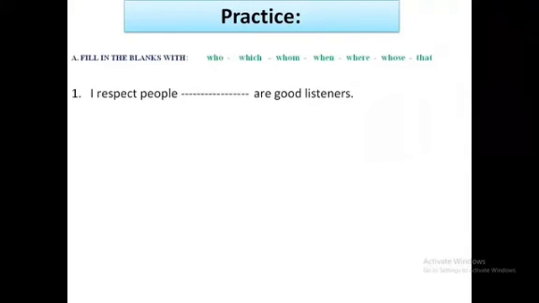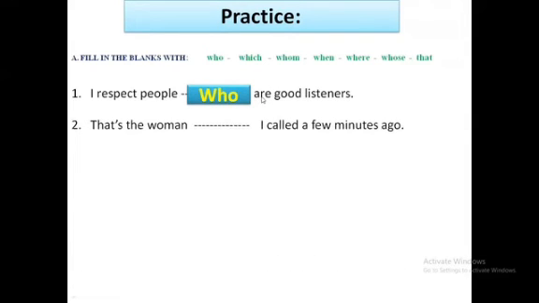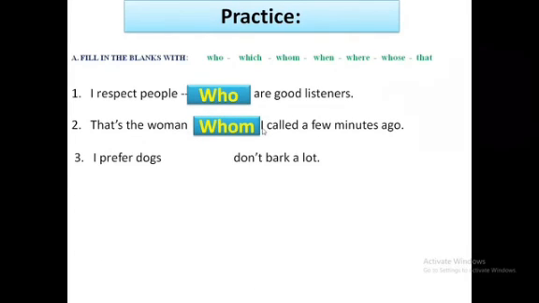Try to fill in the gap with the word you can say. I respect people who are good listeners. Very good. We say who because it refers to people and is followed by a verb. The other example, that's the woman whom I called a few minutes ago. Very good. That's the woman whom I called. It refers to a person and is followed by a subject. It's an object pronoun, like a relative object pronoun.